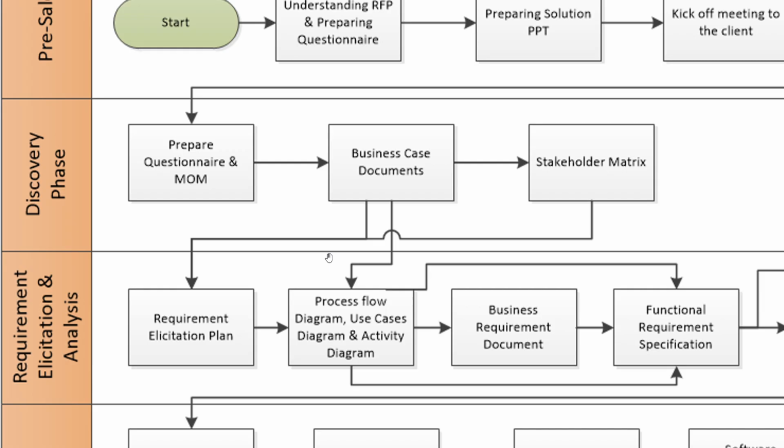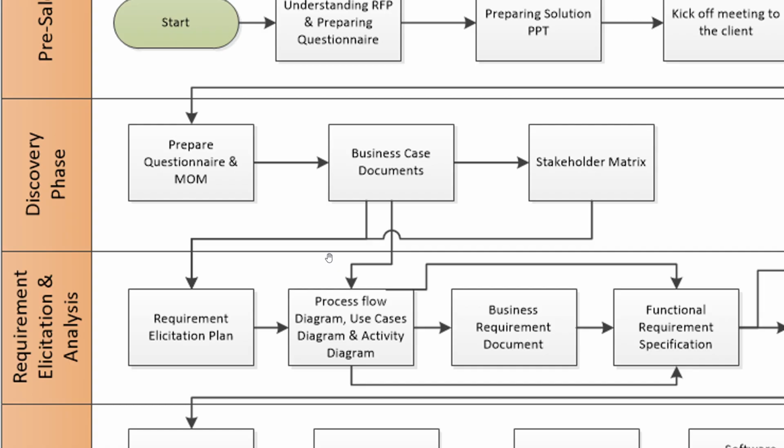So this is just an extension of the discovery phase, where you actually get into each and every word or each and every line that is mentioned in the business case document, so that you can come up with a solution, right? So after getting the requirements from them and analyzing them, you need to maintain the process flow diagrams, use cases, activity diagrams, then create a business requirement document.